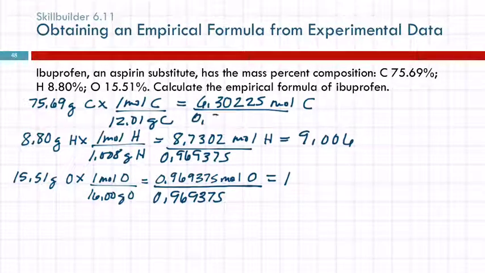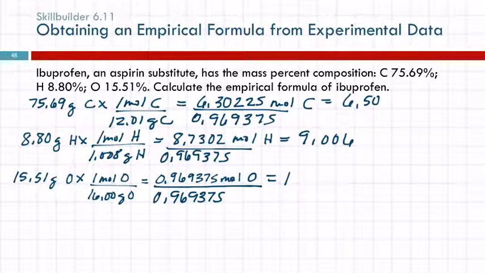And this one, you might be tempted to say, oh, well, this is going to end up to be 6. You got to actually do the math. 6.30225 divided by 0.969375 equals 6.50135. Can I round that up to 7? Is it within 0.1 of a whole number? No, it's smack dab in the middle between 6 and 7. It's 6.5.